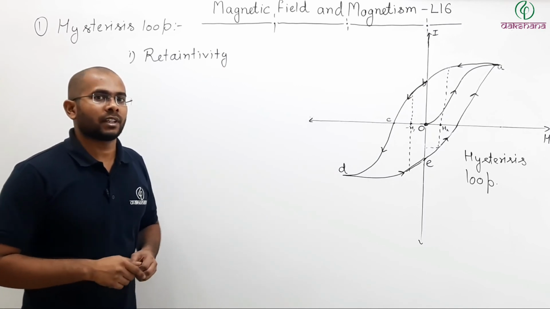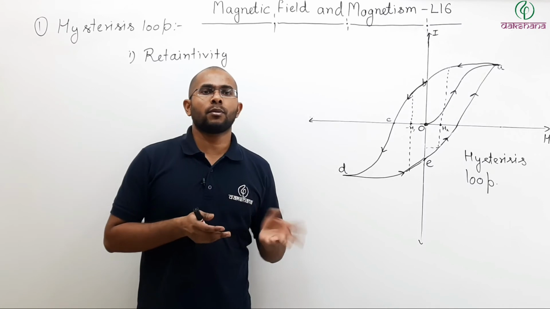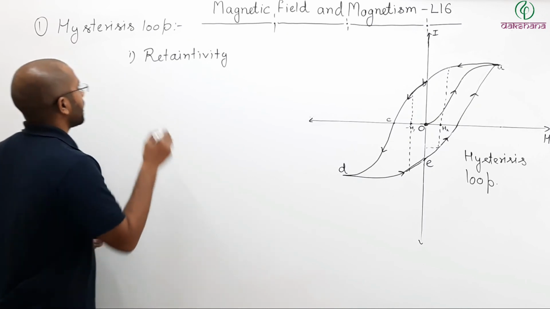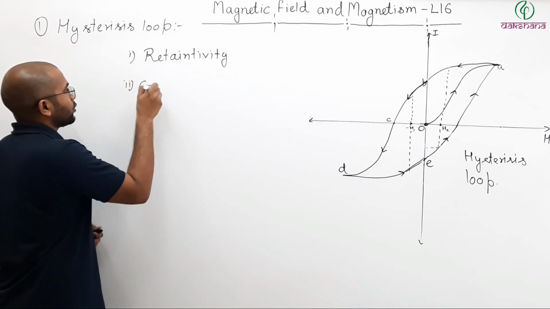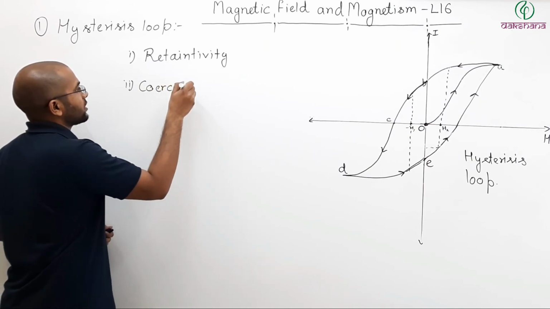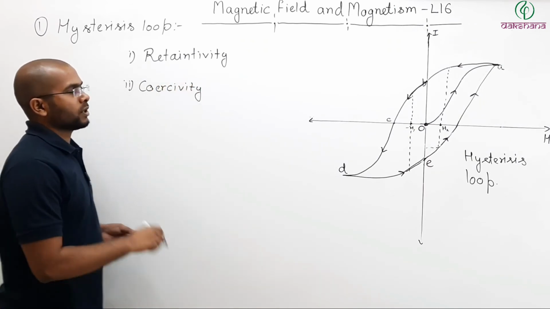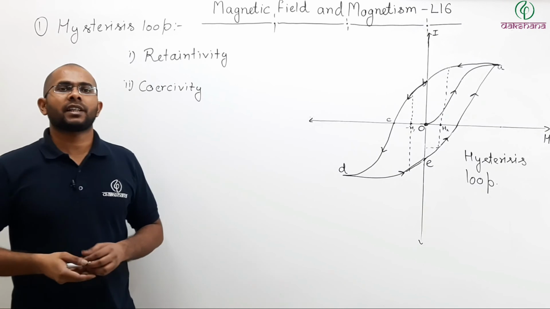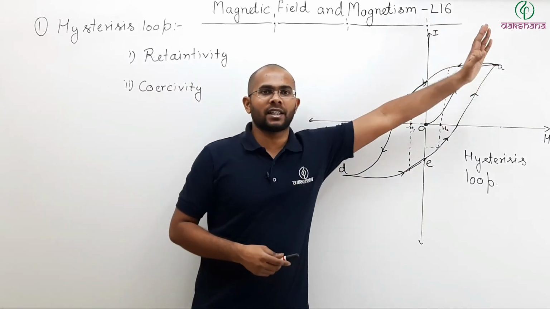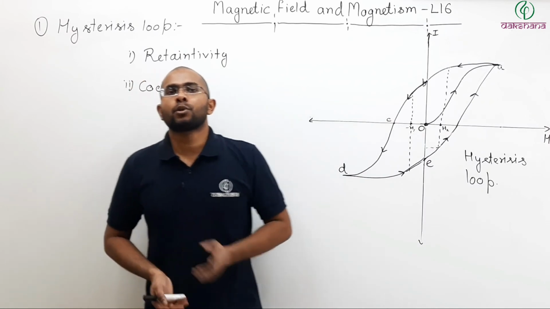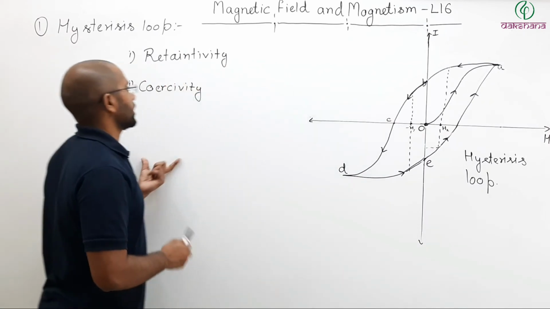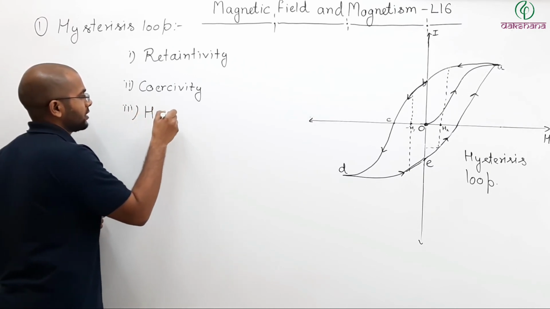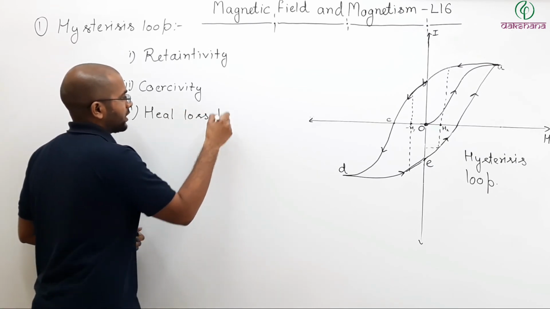So that is retentivity. Whenever you are trying to judge which ferromagnetic material to use, there are three properties you should know. Number one is retentivity. Number two is coercivity. Now what is coercivity? Coercivity is how hard it is to demagnetize the material. Meaning once the material is magnetized, how difficult it will be to demagnetize it. That is your coercivity. And number three is your heat loss per unit volume.